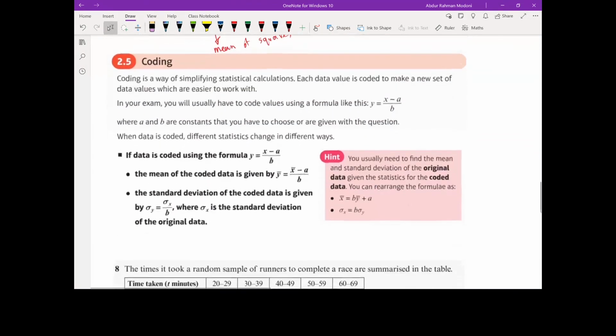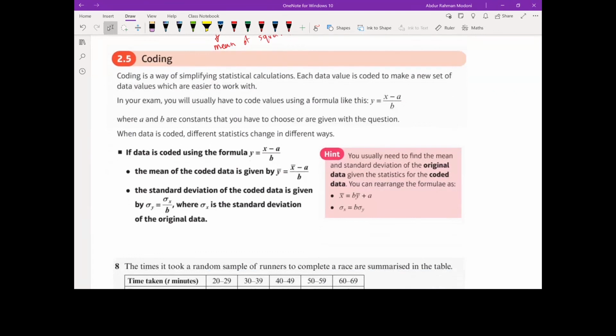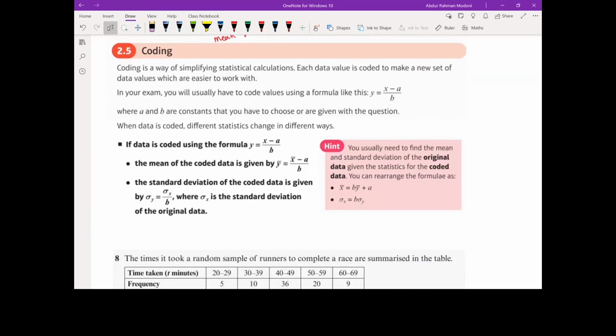So what is coding then? Coding is a way of simplifying a statistical calculation. You're essentially taking large numbers perhaps and using a code, such as taking away something and dividing by something, to reduce the size of the numbers. If you do code something, you might then have to decode it and go back to the original. So you might find y by using x take away a over b, but then you might have to go and find out what x is again.